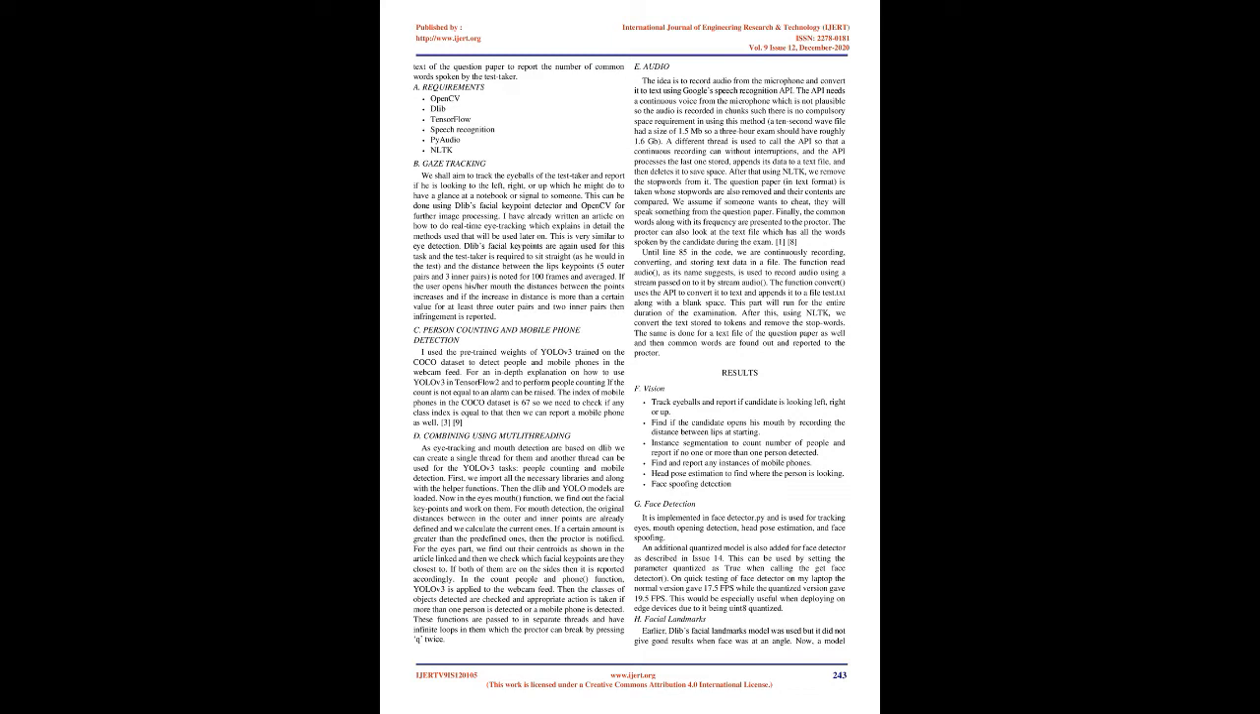Now in the eyes-mouth function, we find out the facial key points and work on them. For mouth detection, the original distances between the outer and inner points are already defined and we calculate the current ones. If a certain amount is greater than the predefined ones, then the proctor is notified. For the eyes part, we find out their centroids as shown in the article linked, and then we check which facial key points they are closest to. If both of them are on the sides, then it is reported accordingly.